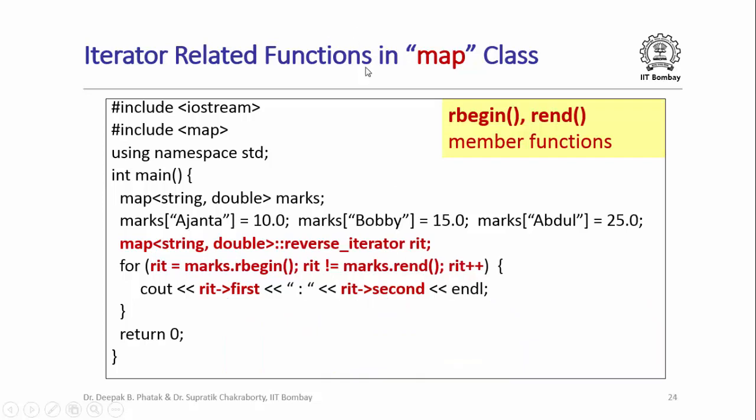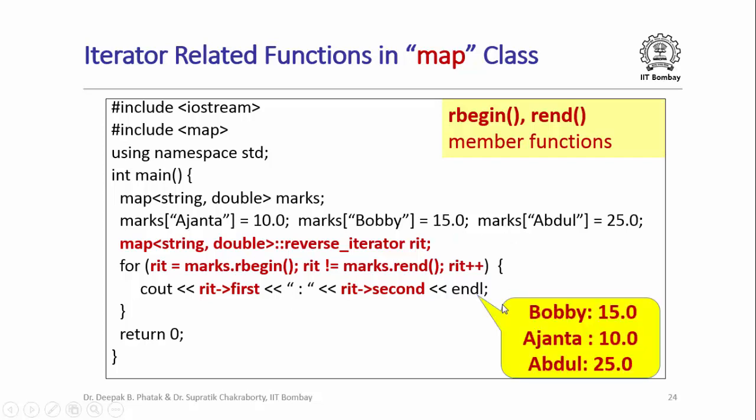Just like for vectors, I can also have rbegin and rend member functions. So for the same example, if I use the reverse iterator of the map class with key type string and value type double, and then if I iterate using the reverse iterator, then just like for vectors, I will basically be printing out the ordered sequence of key value pairs in reverse order. So I'll first print out Bobby 15, then I'll print out Ajanta 10, and then I'll print out Abdul 25.